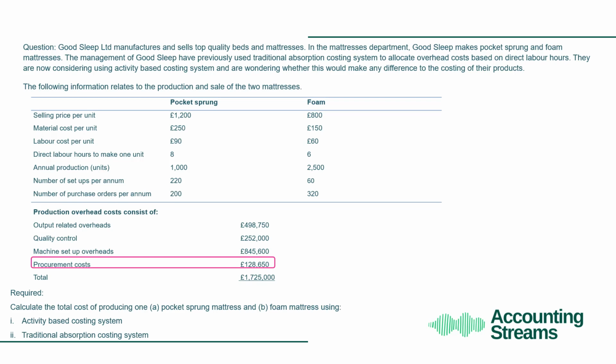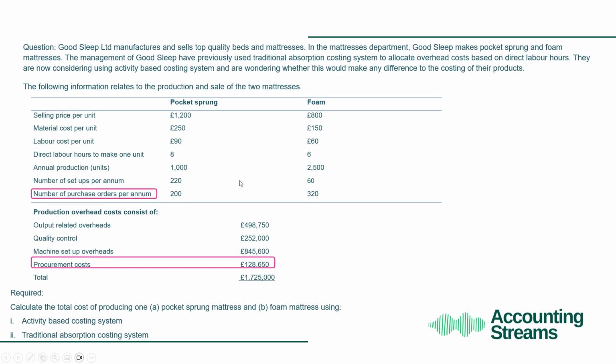Okay, so the last production overhead cost here is the procurement cost, and this includes the cost of purchasing raw materials that are needed for production, all those costs incurred in, for example, transporting the materials, the springs that are used to make a mattress as an example, that will form part of procurement cost. So this might not be driven by the number of units made, it might not be driven by the number of machine setups, but it may be driven by the number of purchase orders.